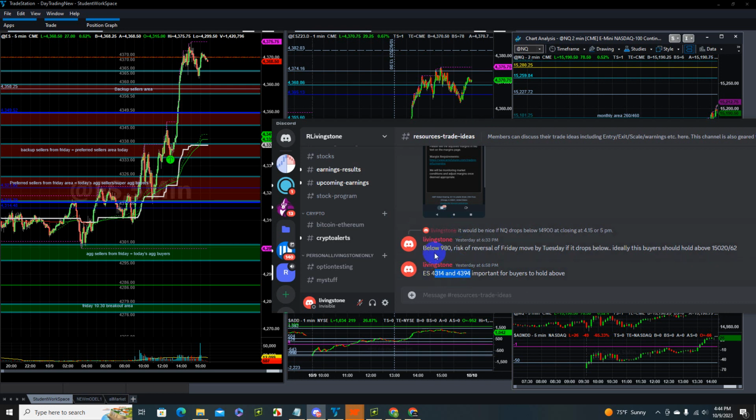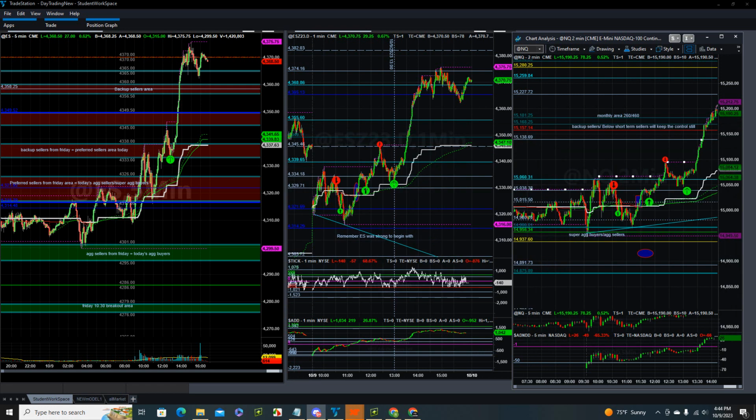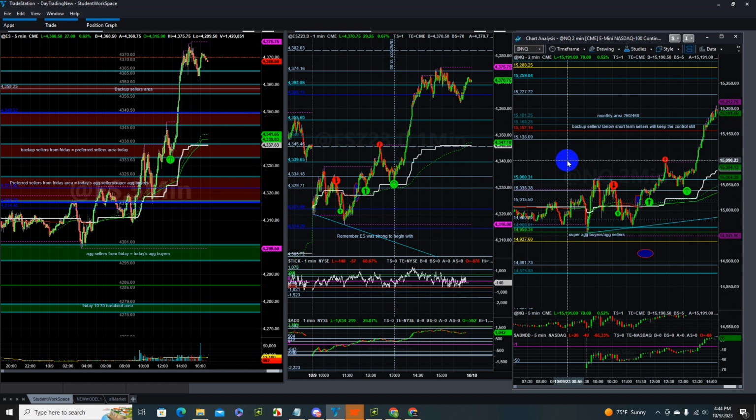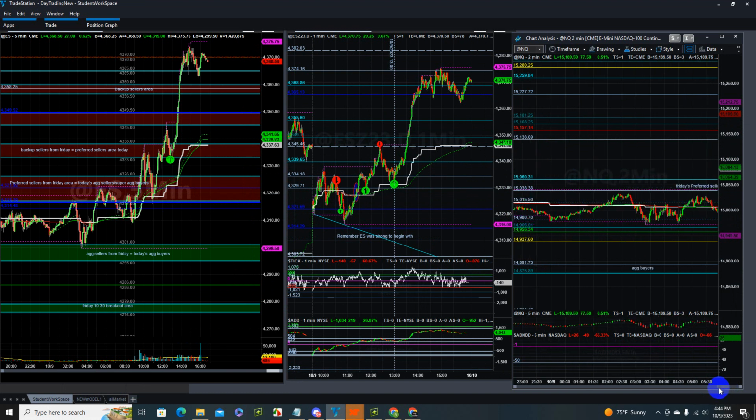Up to this line in sand, buyers still have control technically based on Friday, but if it falls below it, then reversal chances by Tuesday. So at least now you know where the buyers are sitting. Sellers have to prove it because of that Friday's up move. If sellers want to take over, they have to break below those levels. So now in the overnight, you understand why I said neutral.